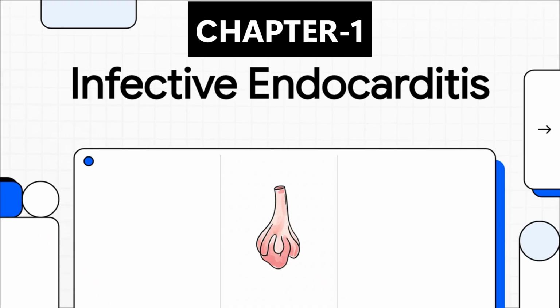Alright, everyone, welcome. If you're a final year med student gearing up for exams, you are in exactly the right place. We are about to break down infective endocarditis into a super clear, high-yield blueprint that's going to get you completely exam ready. Let's jump right in.